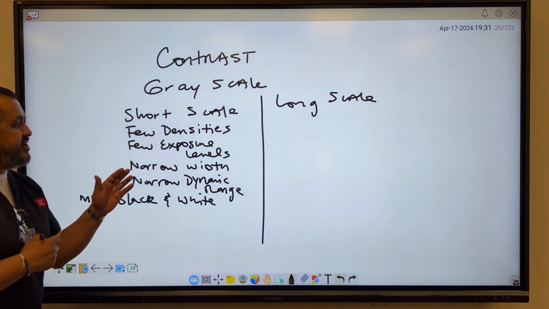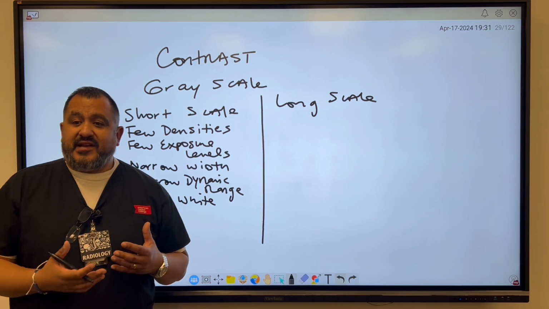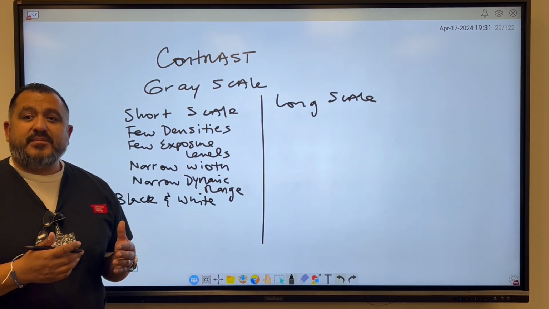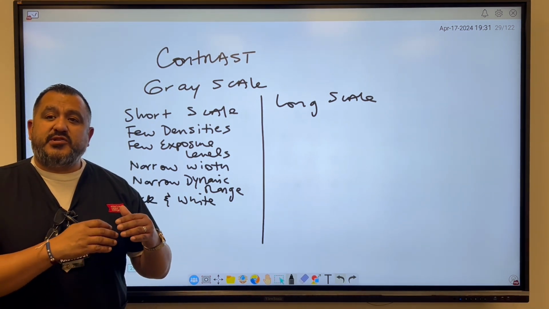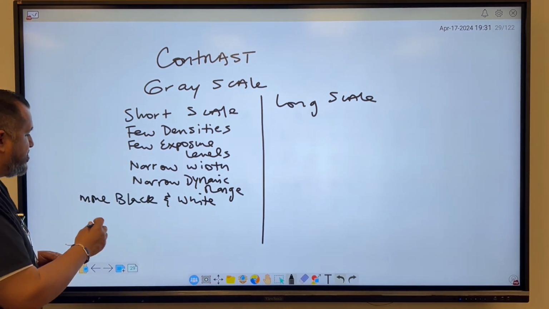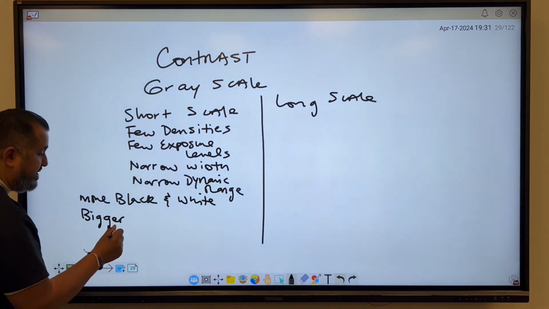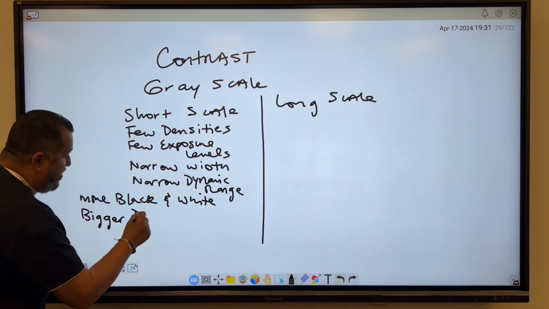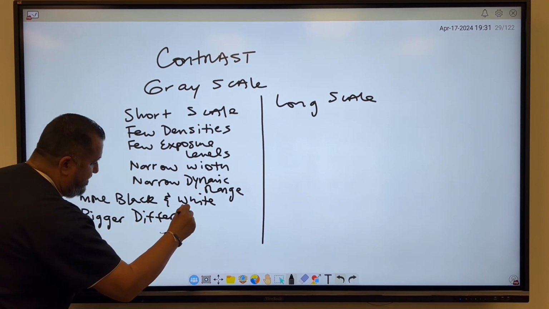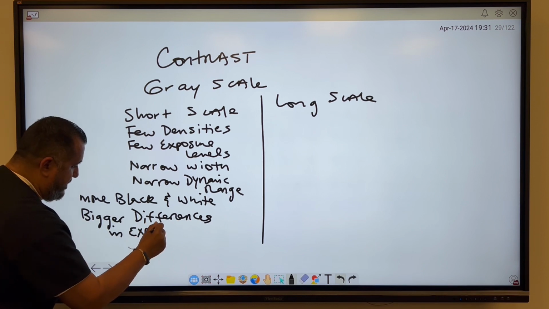So when we talk about the differences in densities, they're going to be a bigger difference. So I think about it as steps. So the steps are going to be greater. So the differences between the exposure levels are going to be greater. They're more considerable, right? So more black and white, and there's a bigger difference between the adjacent densities and exposure levels. So bigger differences in exposure, bigger differences in exposure levels or densities.